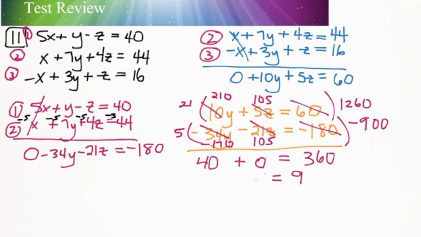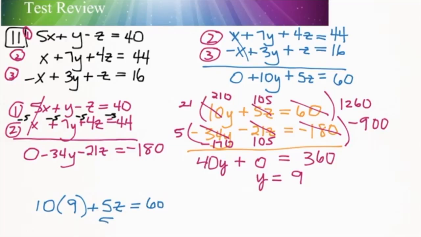And I noticed I should have made that a y instead of an x. So let me fix that. Sometimes you just get on a roll and you can't stop writing x. So, okay, y equals 9. I'm going to plug that back into one of those original equations. So I've got 10y, which I'm going to plug in 9 instead of y there because y equals 9, plus 5z equals 60.